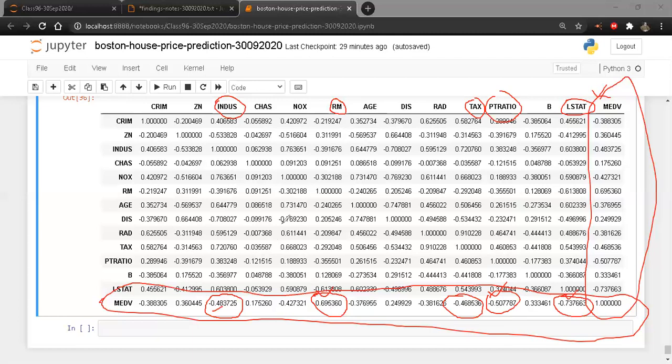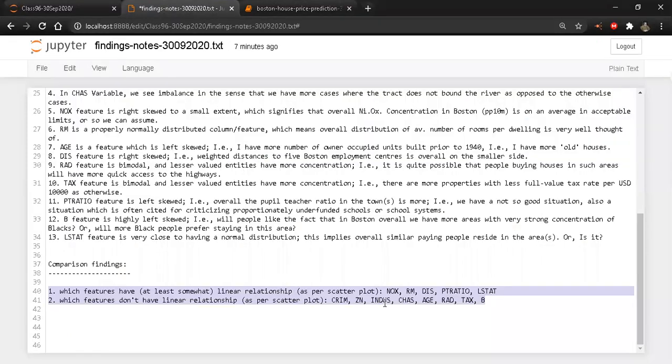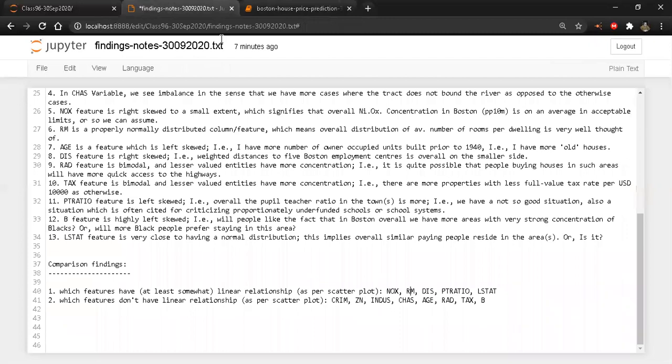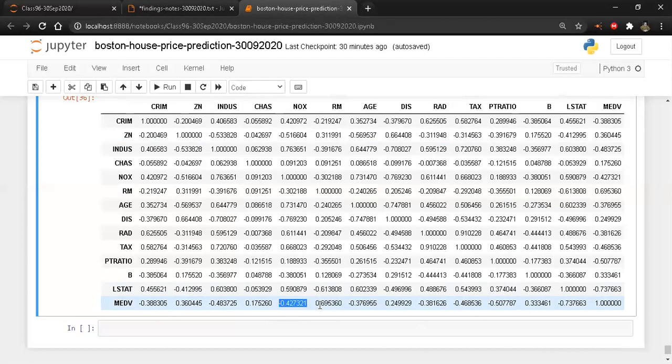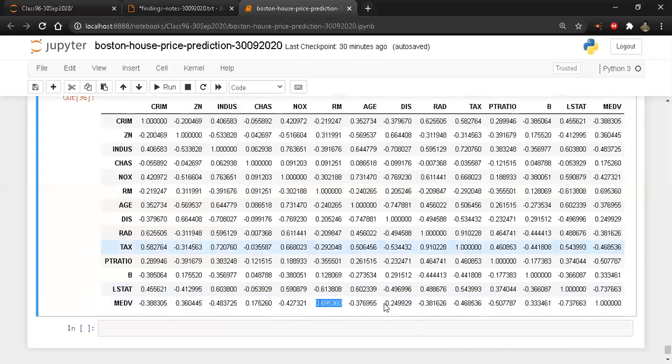Now let's try to match this with our finding. Our finding said NOx, RM, DIS, PT ratio, LSTAT. NOx, what is the relationship with NOx? Minus 0.42, not bad. So we are going in the right kind of direction. Then we looked at RM. RM is really very good. You see over here, RM is 0.70. It's a good positive relationship. Then I have DIS. How much is the correlation for DIS? Very small. So this finding of ours was not good.